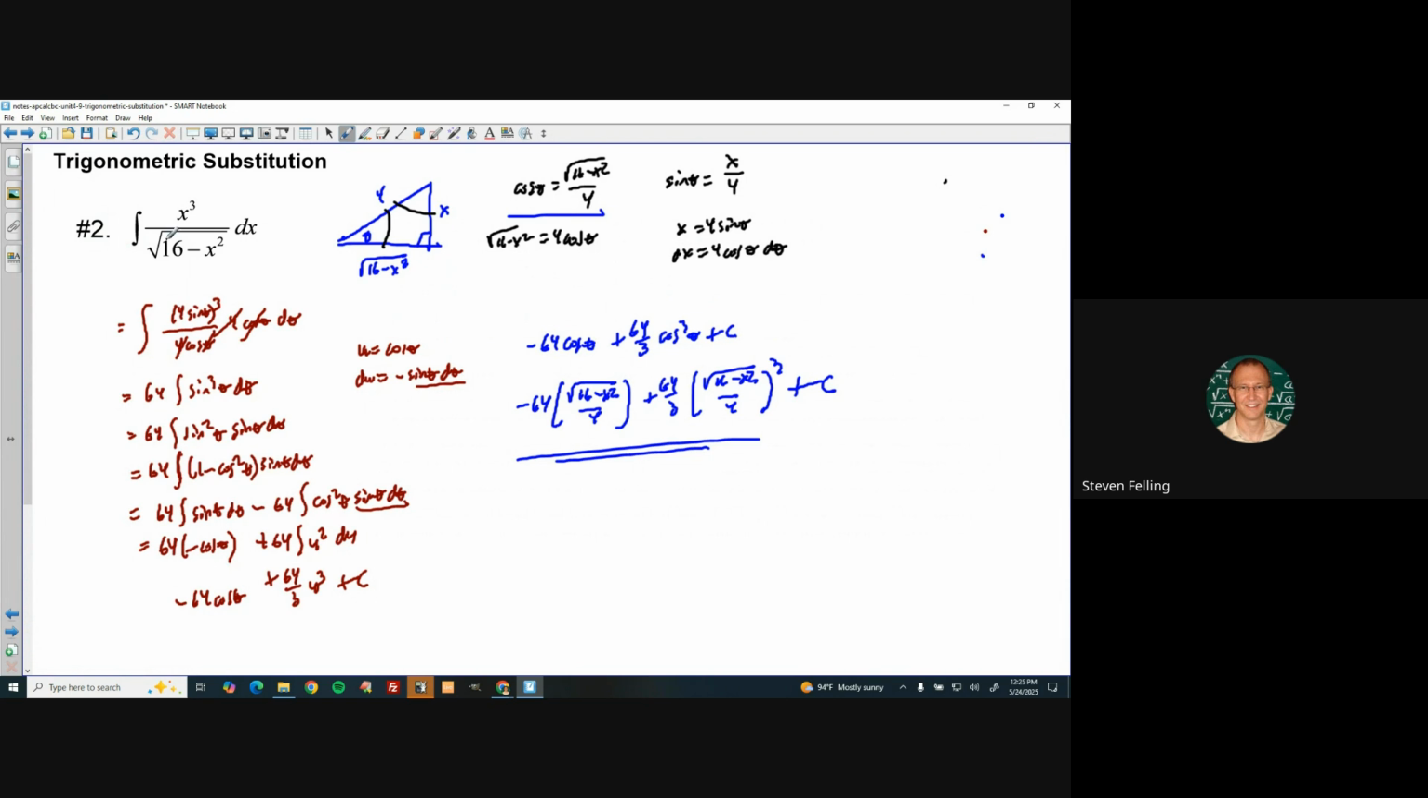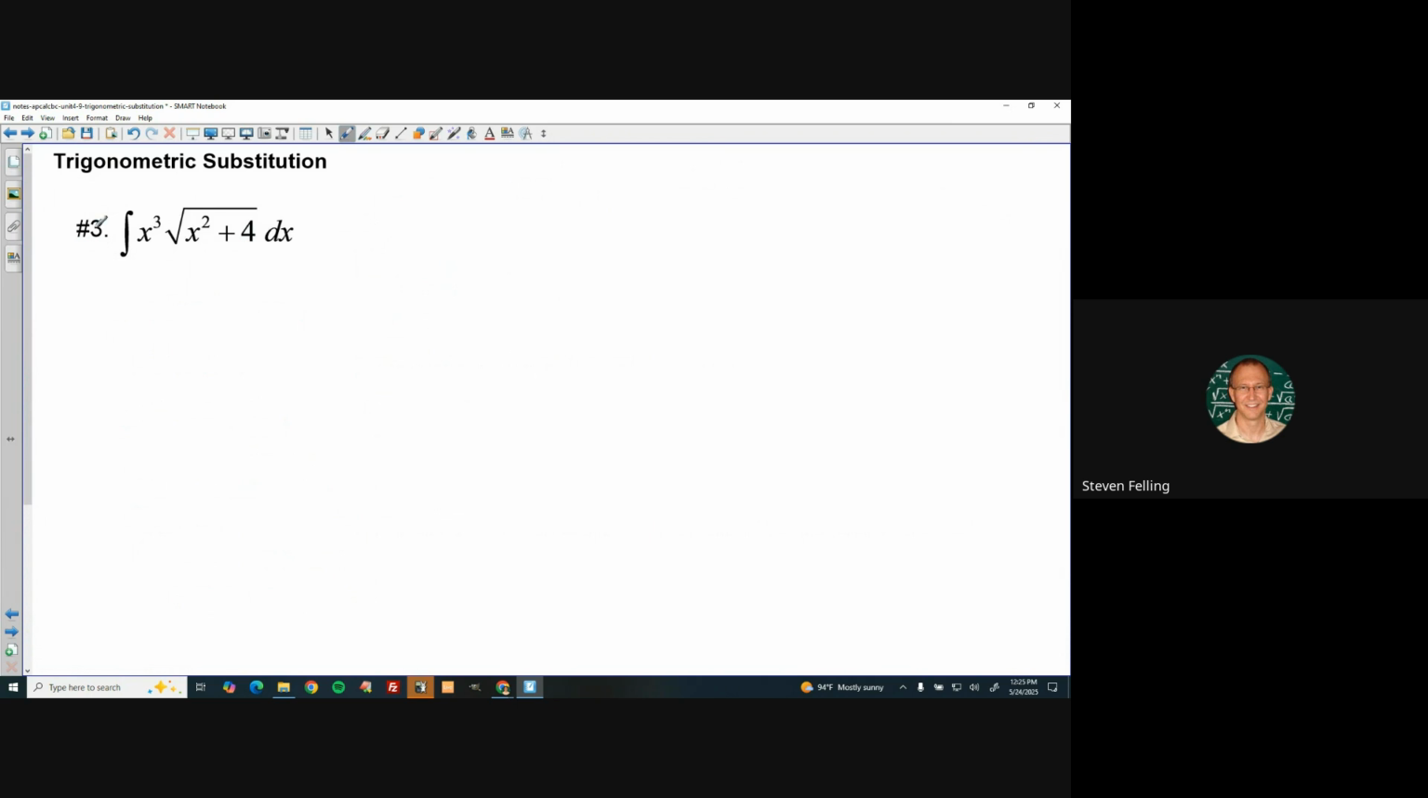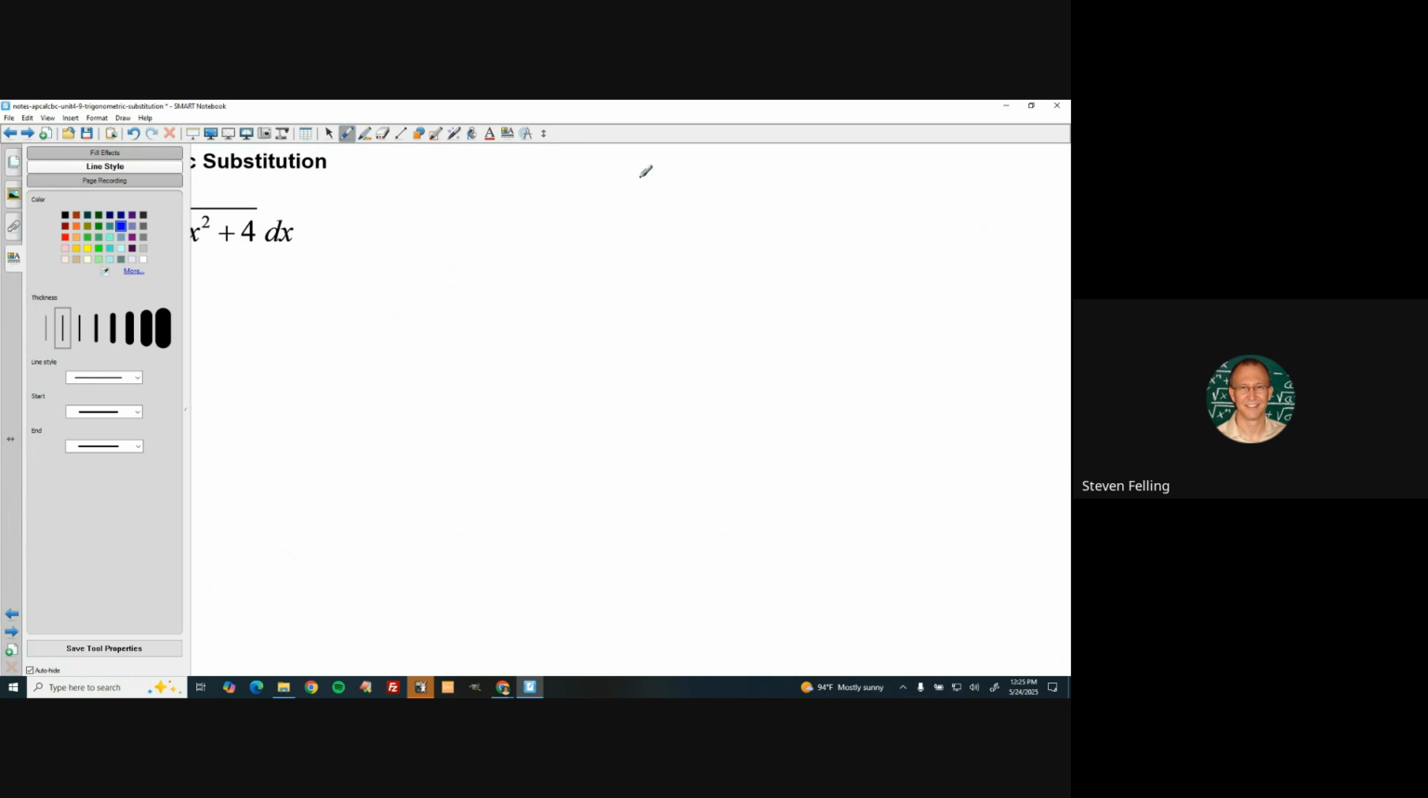So far, we've seen radicals with a minus sign inside. What happens if you have a radical with a plus sign? The difference there is just that the radical has to become the hypotenuse because it's going to be longer than either of the two sides. The rest of the procedure is the same. So let's go through this, and if you want to try it on your own, give that a shot.